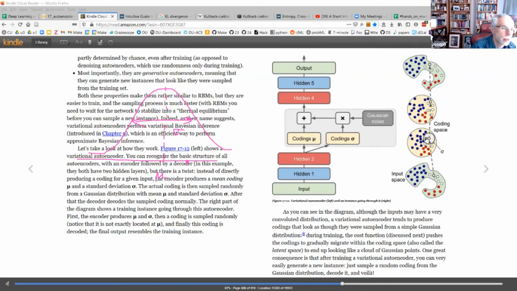Then you draw again from this standard deviation sigma, a Gaussian distribution with standard deviation sigma, and then you add it to your mean, and then you can just draw as many samples of this as you want. You're sampling the Gaussian distribution. So that's what they mean by adding Gaussian noise. And when you do that, you're taking the input distribution and you're forcing it to look like a Gaussian distribution.